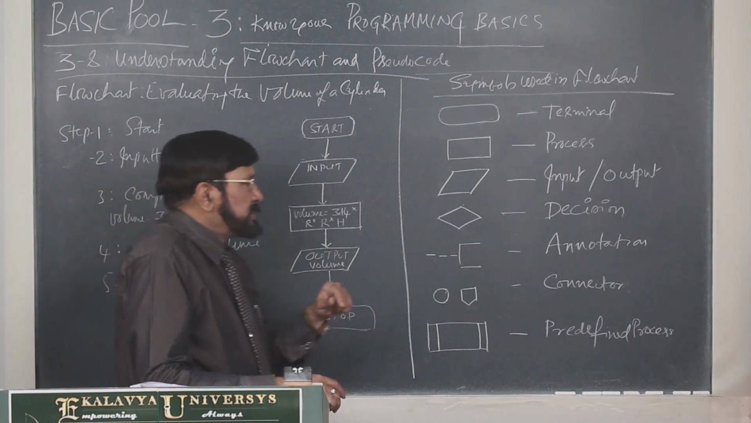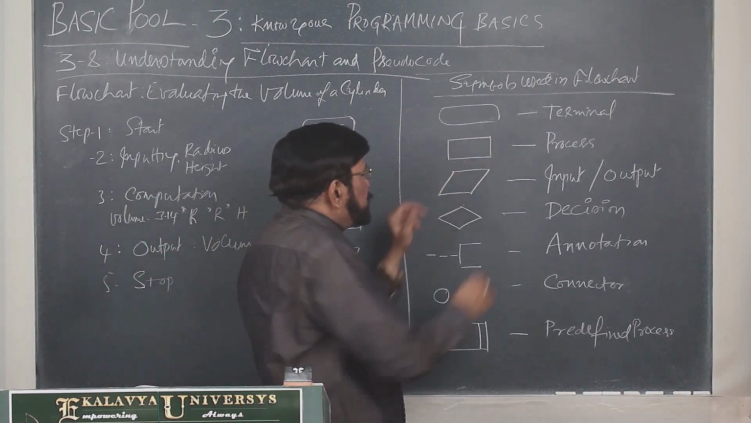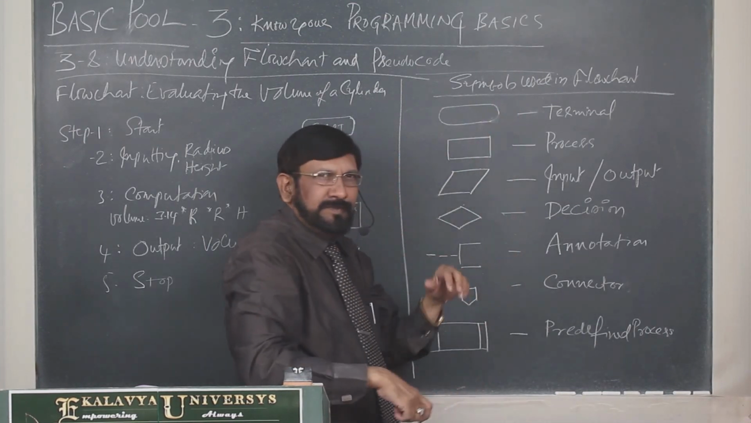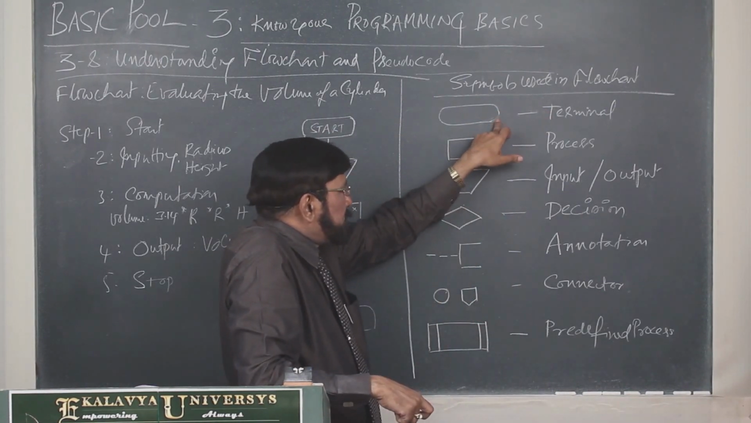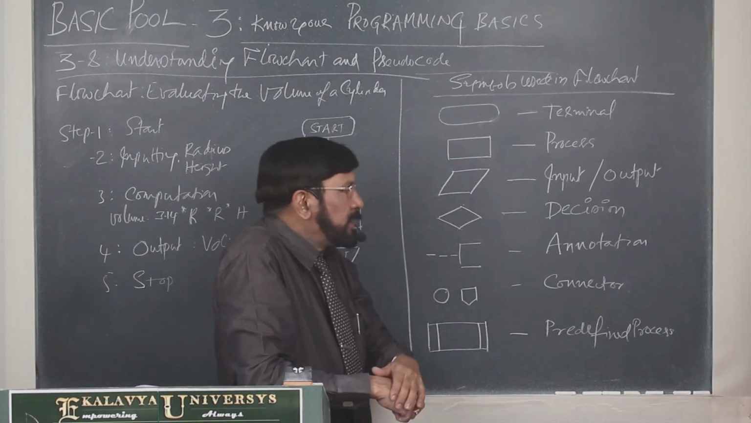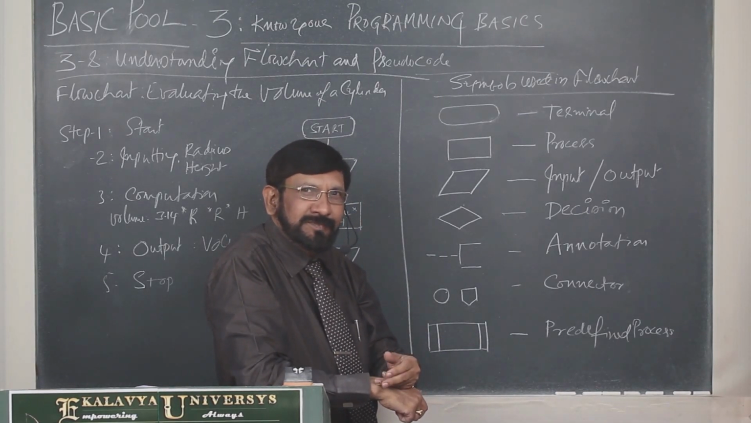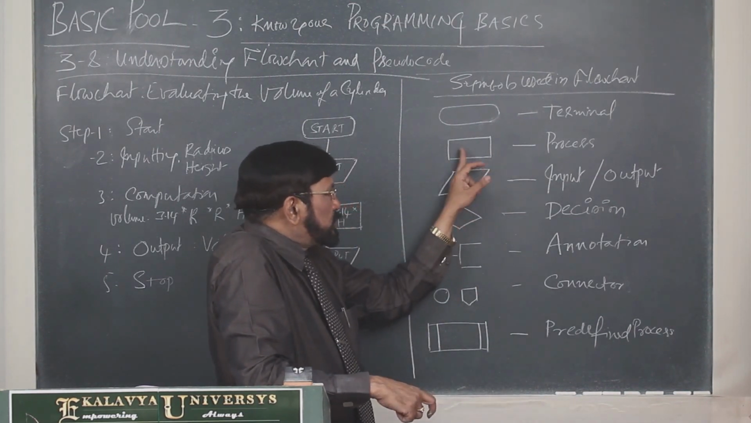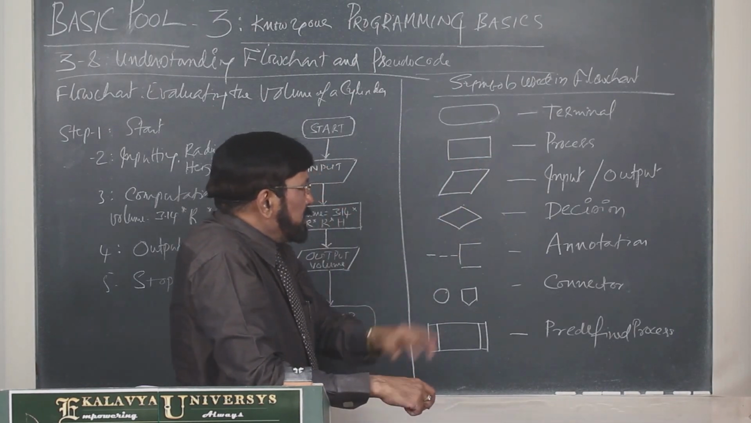Now, let us consider the symbols used in a flowchart. This symbol represents the terminals. Terminals means the beginning and ending of the program, all are represented by this. Now, this rectangle symbol represents the process. Process is nothing but calculations. We apply several formulas and several calculations, and those are represented by this rectangle symbol.